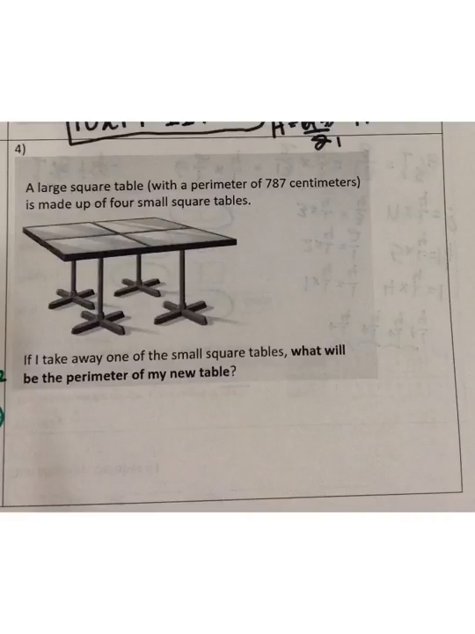Number 4, a large square table with a perimeter of 787 centimeters is made up of 4 small square tables. If I take away one of the small tables, what will be the perimeter of my new table? So you're going to take away one of the tiles. In my example, when I do the work, I took this out, and I want to know what the perimeter is. So we're given the perimeter originally, and we know that it's a square table made up of 4 small square tables.